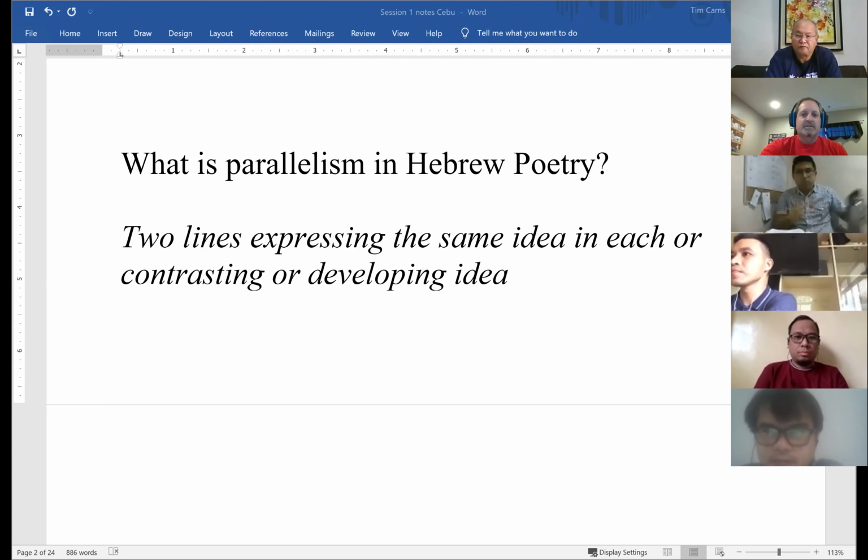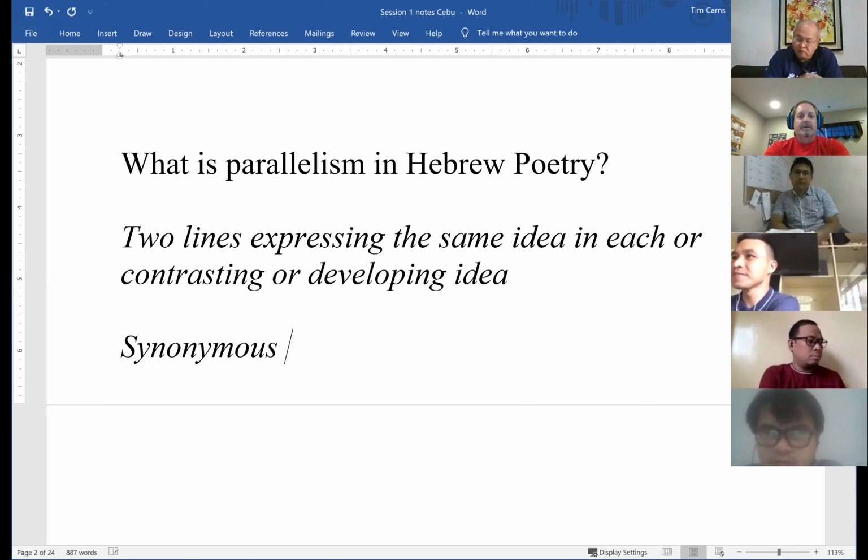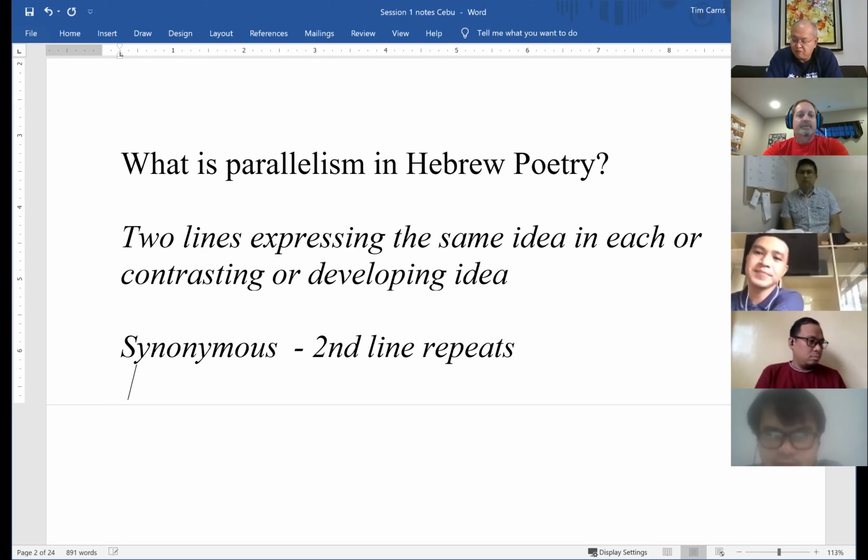But let's just remind ourselves quickly. There were 5 types of Hebrew parallelism, 3 primary ones. Can anyone give me one out of the 5? Synonymous parallelism. Synonymous, right? And that's where the second line repeats the first, or is a similar idea, a synonymous idea.